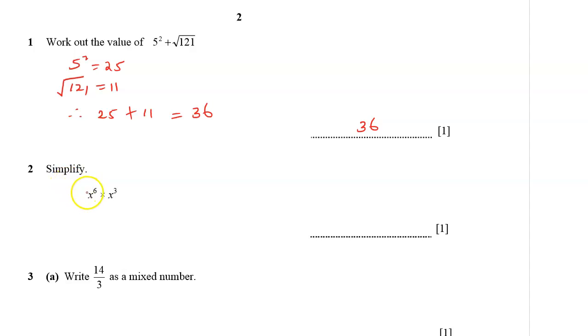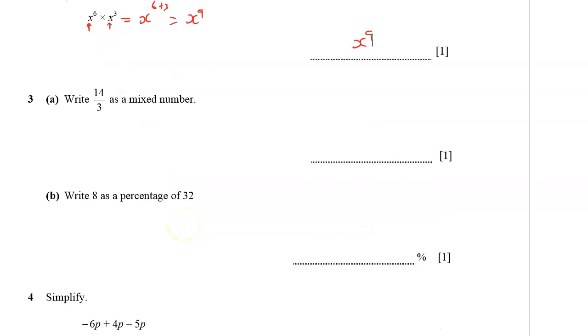Simplify. To simplify this expression, you notice that we have the same term here, x, raised to power 6 and power 3. So 6 and 3 are indices. Since it's the same term, we will add the indices. Therefore, we get x to the power 6 plus 3, which is x raised to power 9. So x raised to power 9 is the answer.